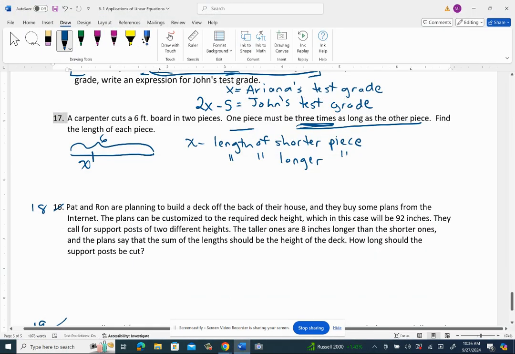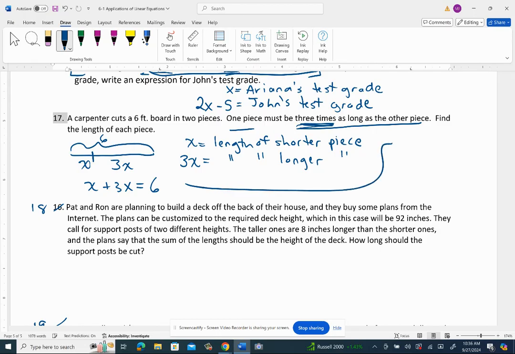Okay, so the longer piece is 3 times as long as the other one, so I could use 3x to represent the length of the longer piece. And then the picture pretty much tells you what your equation would be, because the shorter piece plus the longer piece would have to equal 6.